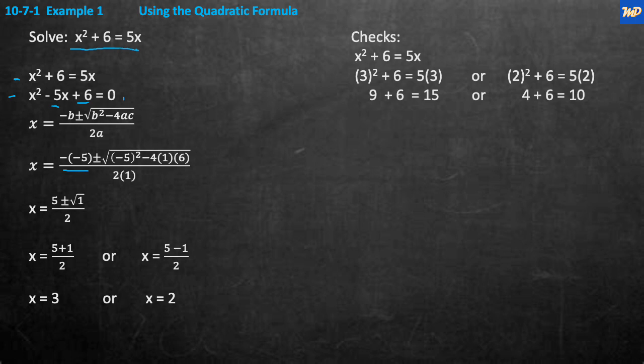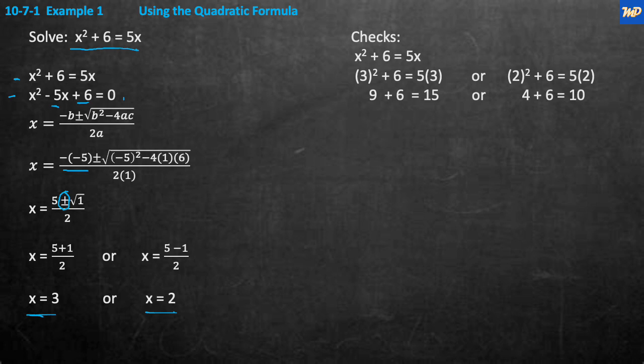And here's our two solutions. We have x equal 5 plus 1 over 2, or we can have x equal 5 minus 1 over 2, because of the plus or minus right here. Okay? And given that, we have x equal 3. 5 plus 1 divided by 2, 6 divided by 2 is 3. Or 5 minus 1, 4 divided by 2 is 2. So there's our two terms, and we can check it.